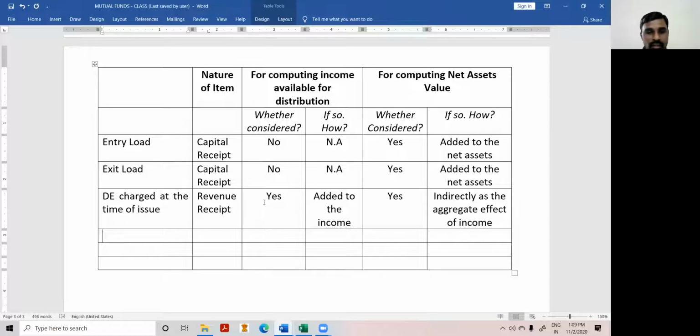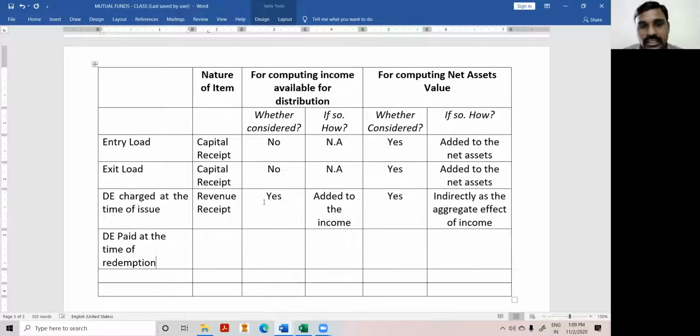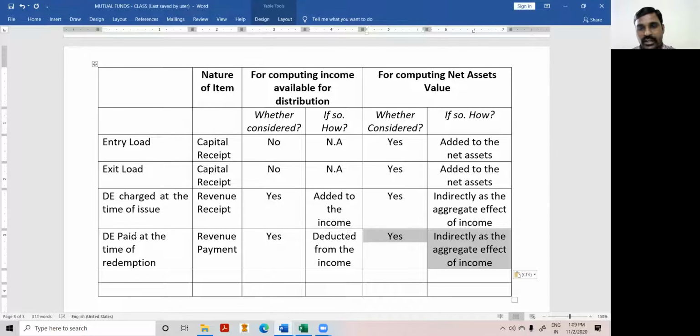Next, dividend equalization paid at the time of redemption. It is paid by the fund. So therefore, it is a revenue payment. Whether it is considered, the answer is yes. It is a revenue item, but deducted from the income. As simple as that. Whatever the revenue items are, that will be considered indirectly to the fund, as an aggregate effect.